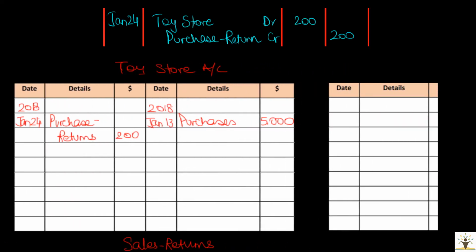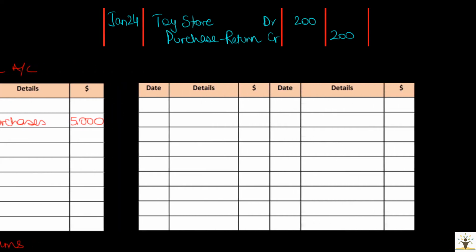We do not have a purchase returns account, so let us make a purchase returns account. Go to the credit side of purchase returns. Record the date Jan 24 and details will be the account that is debited, which is toy store, and 200 in the amount column.